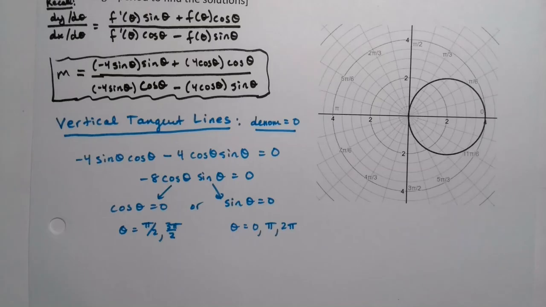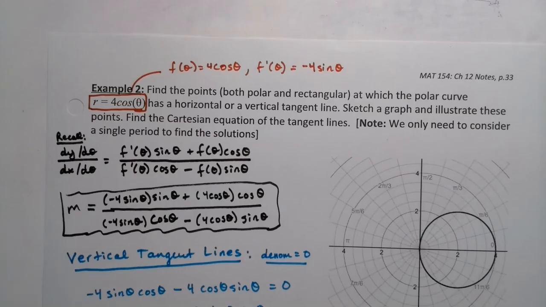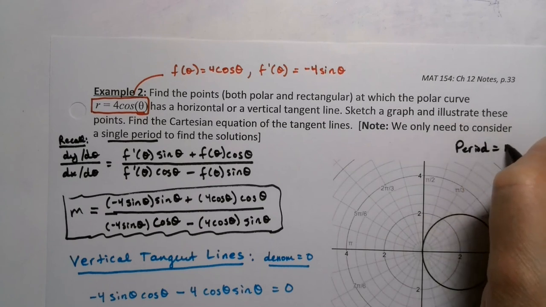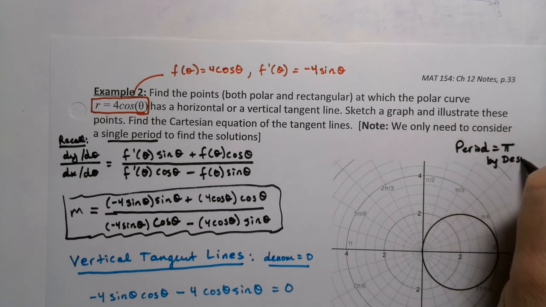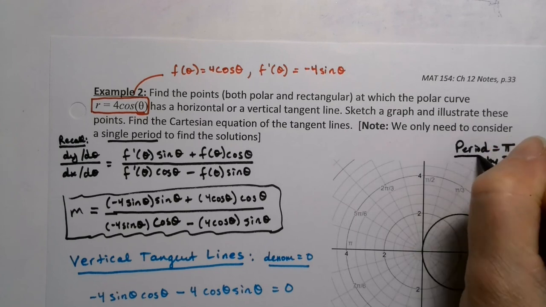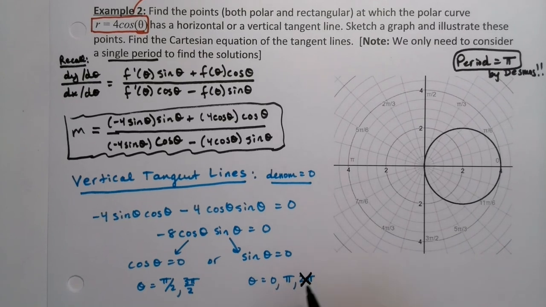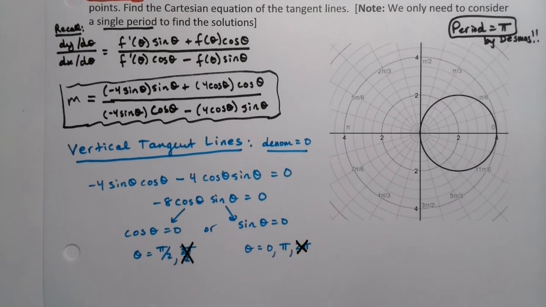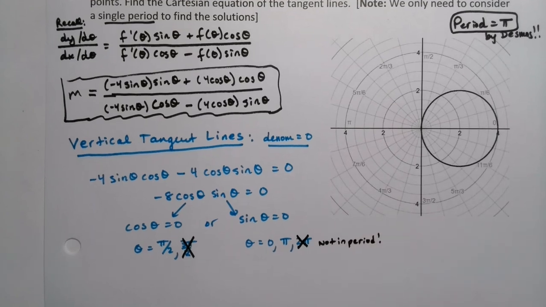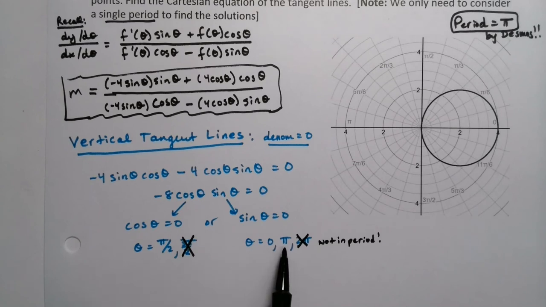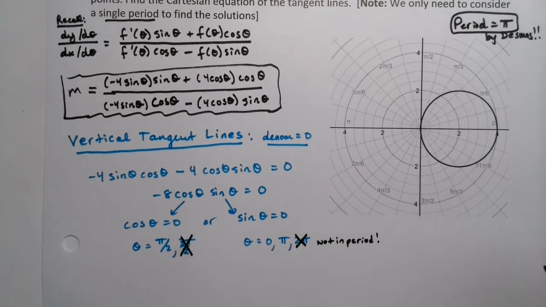Very nice. Okay, so that means a single period. So notice the period equals pi by Desmos, right? Oh, very nice. Now, how does that help us? That means that we can kick 2 pi and 3 pi over 2 out to the curb because they're not in the period. Nice. Okay, so that gives us 0, pi over 2, and pi. We have 3 angles where this would happen.